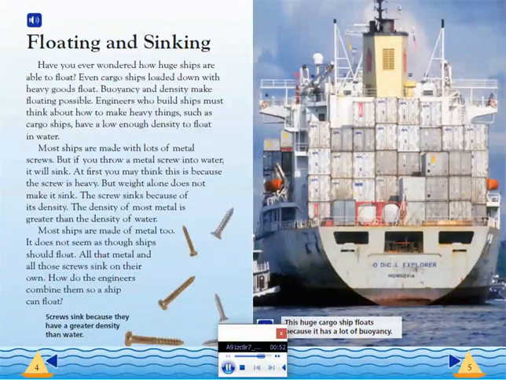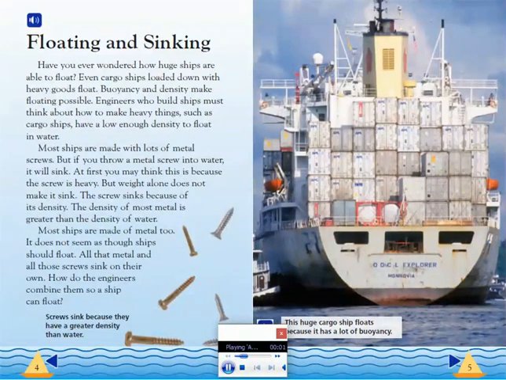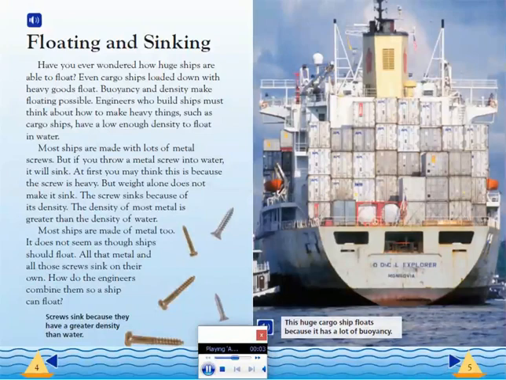Most ships are made of metal too. It does not seem as though ships should float. All that metal and all those screws sink on their own. How do engineers combine them so a ship can float? This huge cargo ship floats because it has a lot of buoyancy.